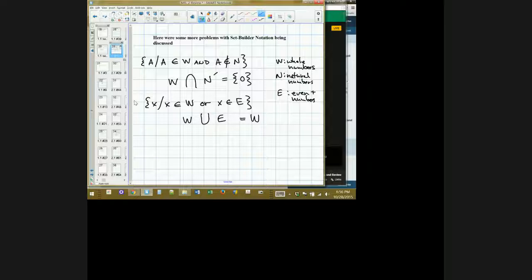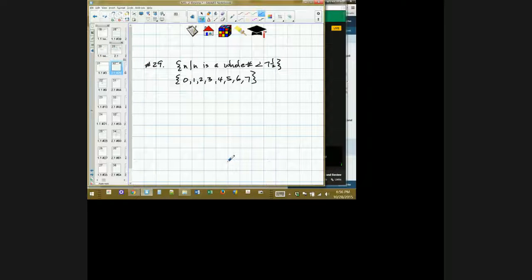Let me move on to something that's a question. How about 29? Number 29 on 2.1. It says, write the sets using the listing method. So 29 is set builder notation. I've copied it up on the slide. All n such that n is a whole number less than 7.5. So what are all the whole numbers less than 7.5? Whole numbers start with 0: 0, 1, 2, 3, 4, 5, 6, 7. They call that the roster method or the listing method.